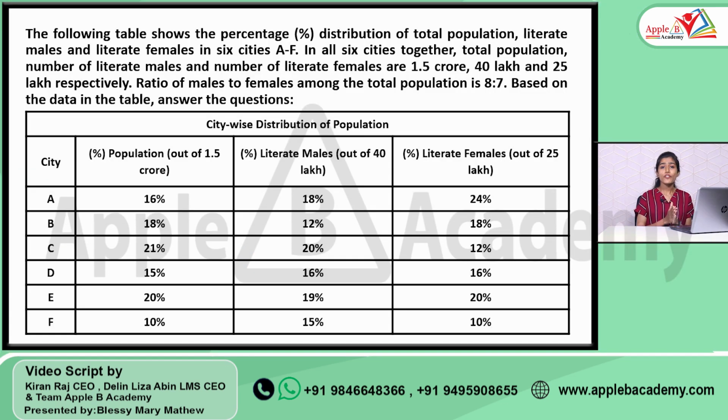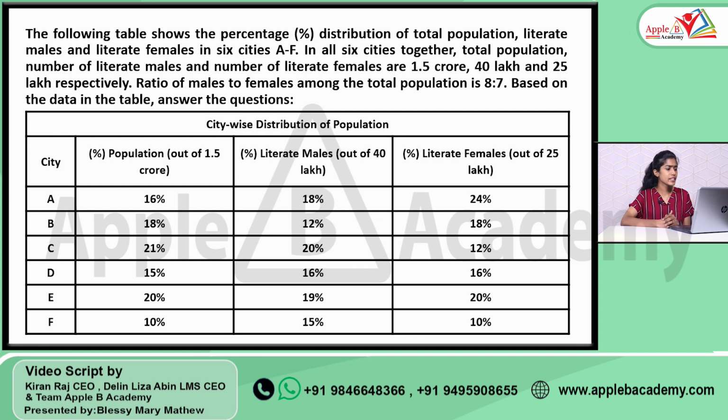Moving to the next question. From question number 41 to 45, we are looking at the data interpretation question asked for economic shift. They have given a table, and it was a table based DI. The following table shows the percentage distribution of total population, literate males and literate females in 6 cities A to F. In all 6 cities together, total population, number of literate males and number of literate females are 1.5 crore, 40 lakh and 25 lakh respectively. Ratio of males to females among the total population is 8:7. Based on the data in the table, answer the questions that are given.